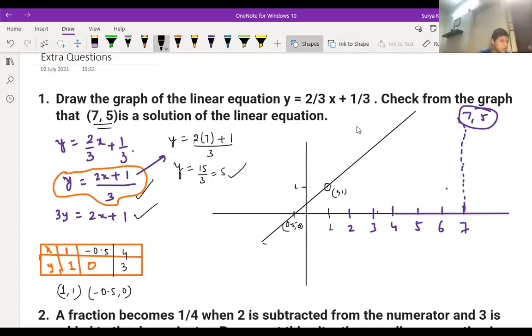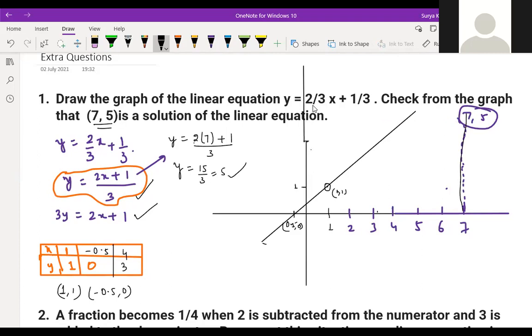Okay, sir, I'll check. Understood, everyone? Children, understood what is happening here? Yes, sir. Because he has mentioned one line over here from 7. This should match at y is equal to 5. The 7 comma 5 is the solution for this equation.